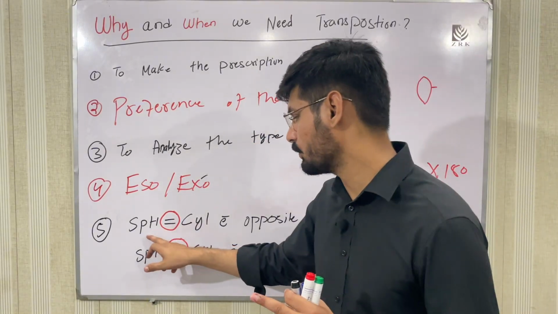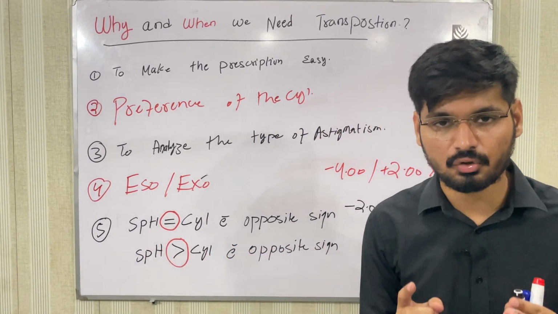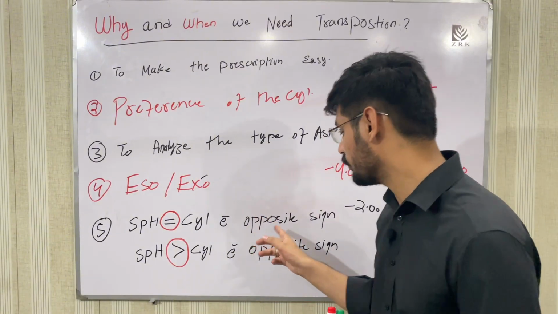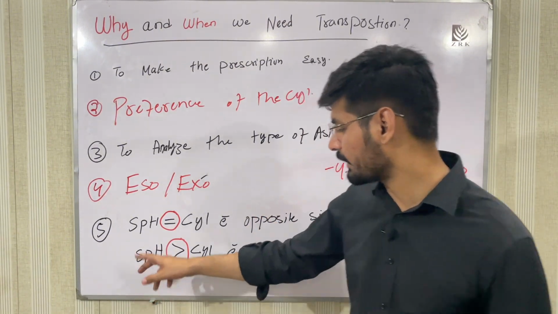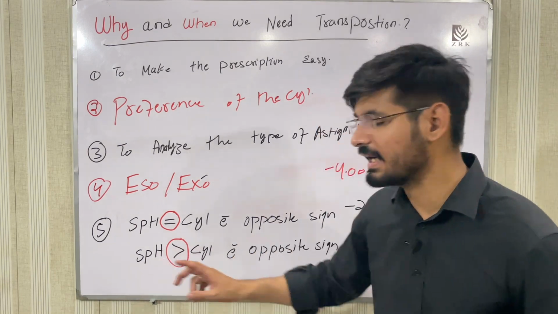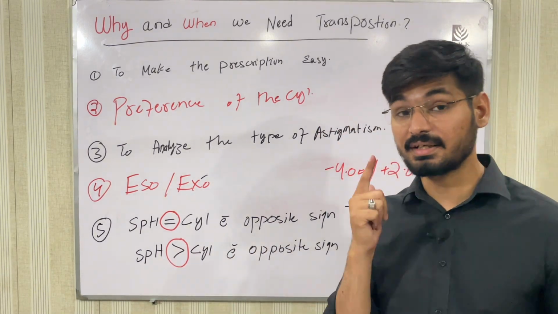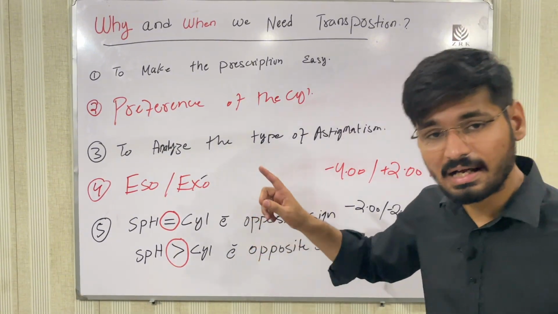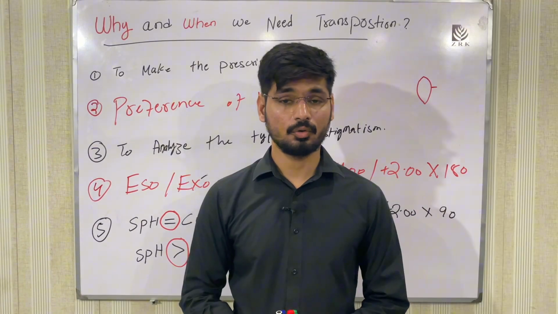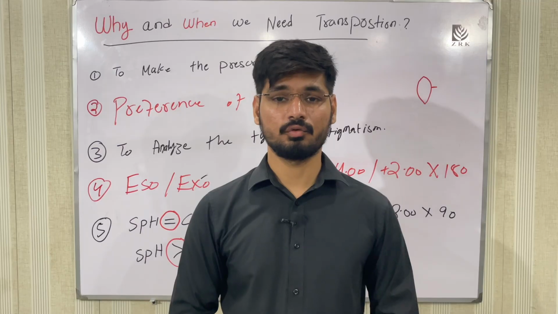And the last point says that if we have an equal amount of spherical and cylindrical number with opposite signs, then the prescription should be transposed. And the second part of this point says that if we have a spherical number greater than the cylindrical number with opposite sign, then this prescription should also be transposed. Now I hope this is clear to you why and when we need transposition.